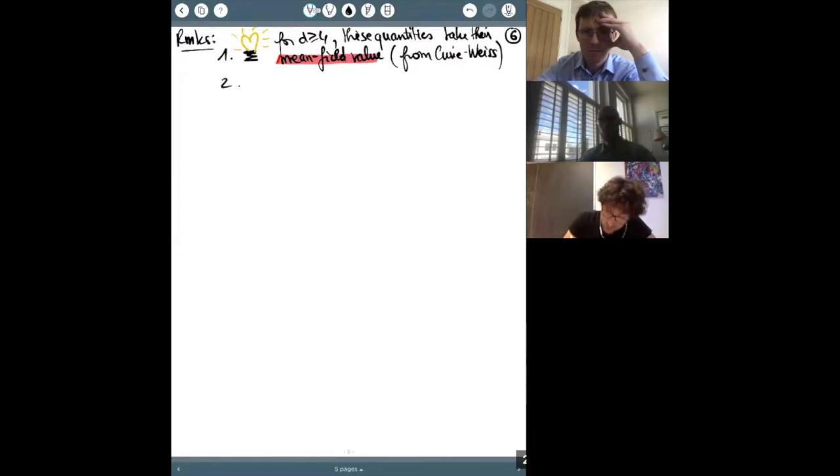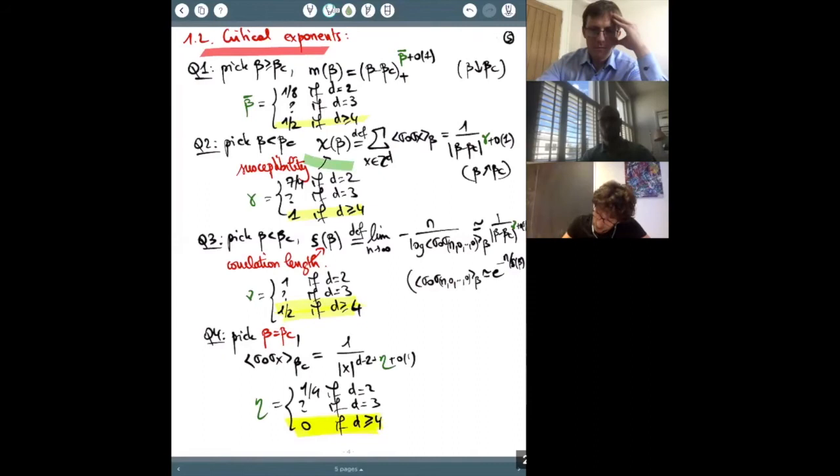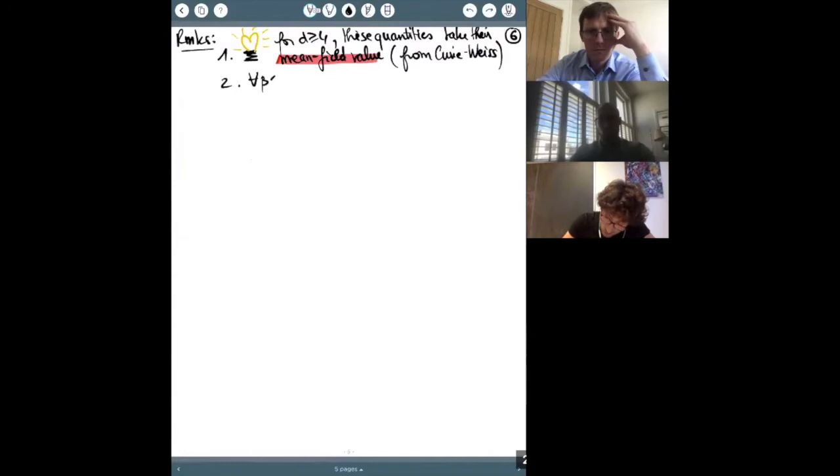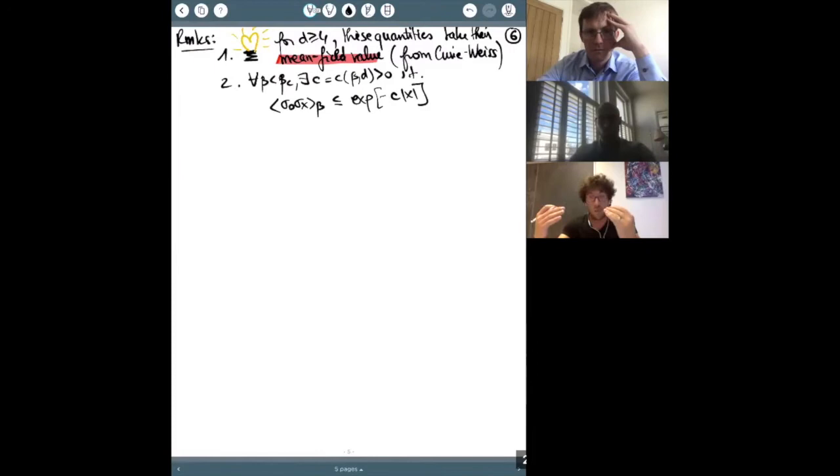Okay, second thing is that in order to define the susceptibility or the correlation length, you need a fairly rapid decay of correlation when beta is strictly smaller than beta c. And in fact, this is a result that for any beta smaller than beta c, there exists a constant c, which depends on beta and also on d, but this is not so important, such that the spin-spin correlations are smaller than exponential of minus c times x. So that means that as soon as you are below the critical point, you decay exponentially fast.